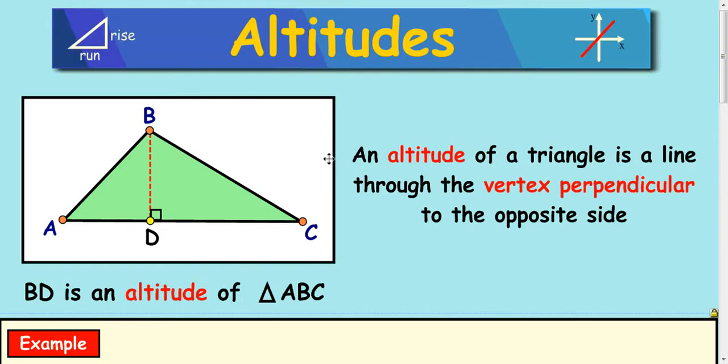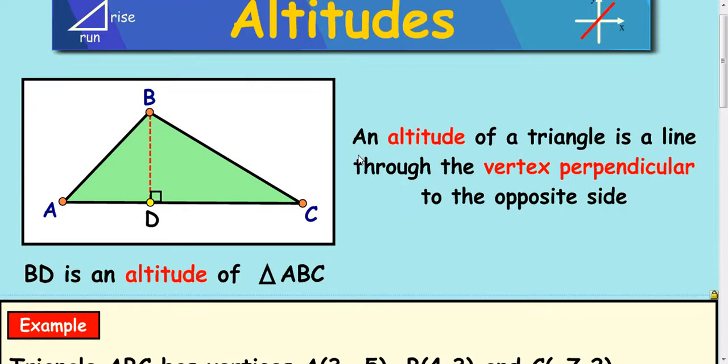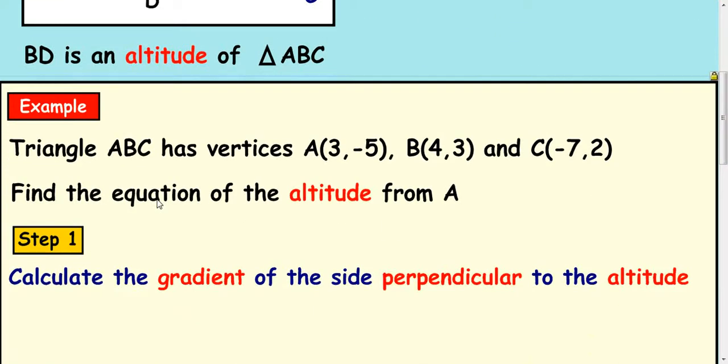In this lesson, we're going to look at how to calculate the equation of altitudes. So as previously mentioned, an altitude is a line coming from a vertex and it meets the opposite side at right angles. So let's look at the question.